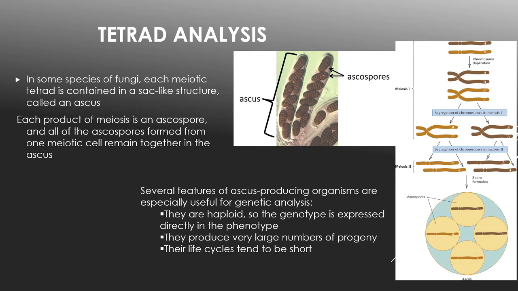Several features of ascus-producing organisms are especially useful for genetic analysis. They are haploid, so the genotype is expressed directly in the phenotype. Not like us, we are diploid. If we are heterozygous, probably the phenotype will not be seen. But because they are haploid, even one allele is enough to produce that phenotype. Also, fungi produce very large numbers of progeny. One fungus can create thousands of spores, just like powder, and their life cycles tend to be short.